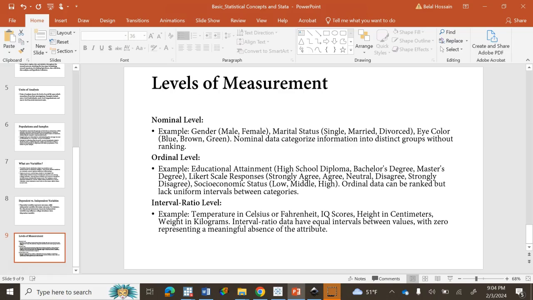But in ordinal, we cannot say it precisely. Even though we rank it, it is hard to say a precise level. Somebody belonging to low socioeconomic status with 19,000 income level, somebody in middle class with 40,000 income or 30,000 income. So it's a range, not a specific number. It's because it's an ordinal level. So the intervals may not necessarily be equal.